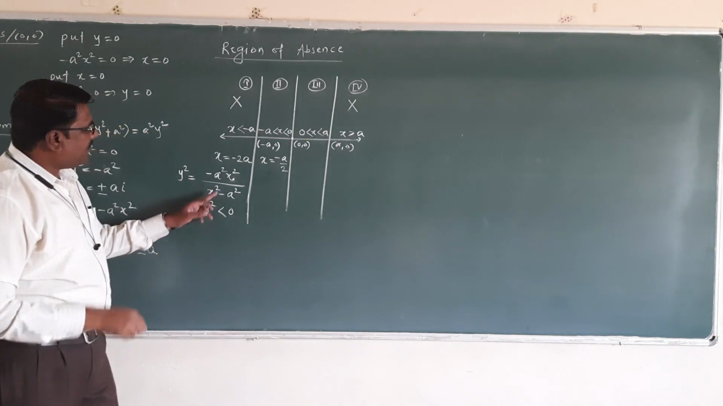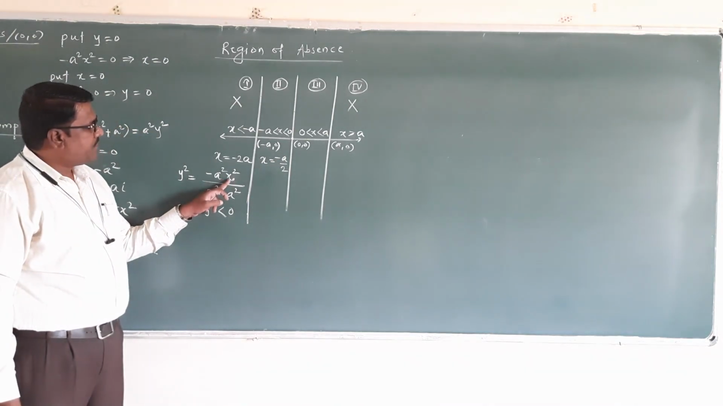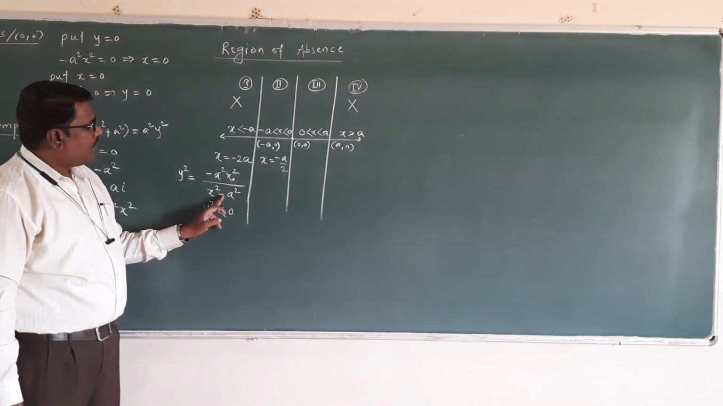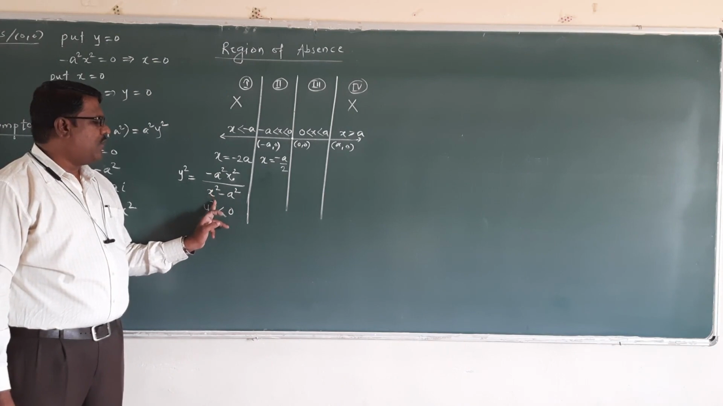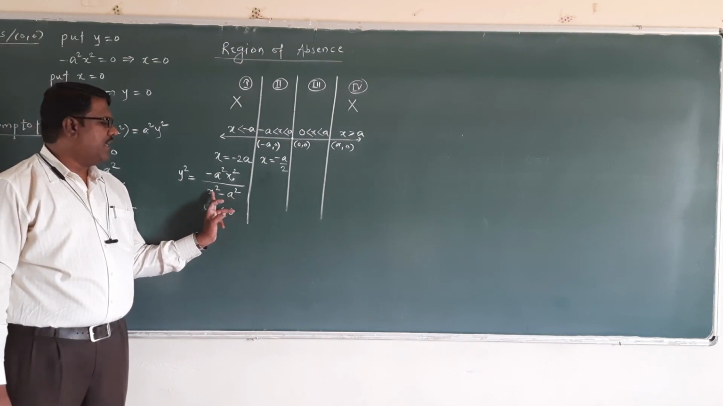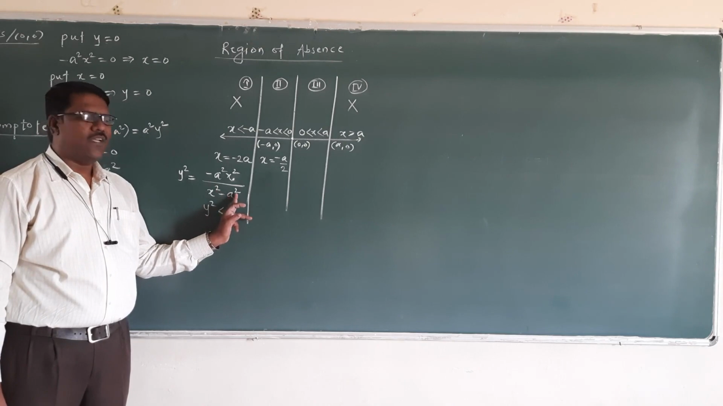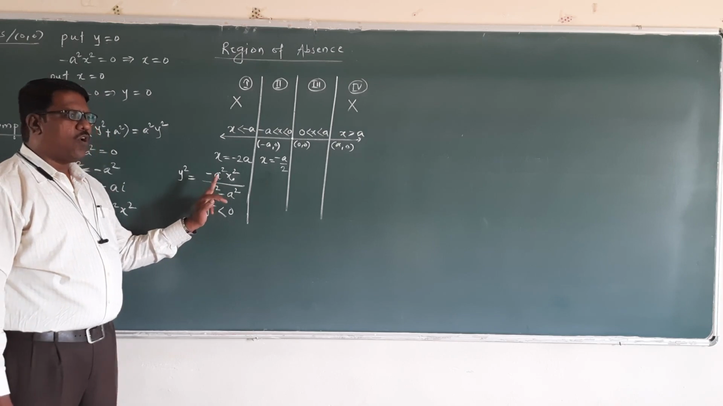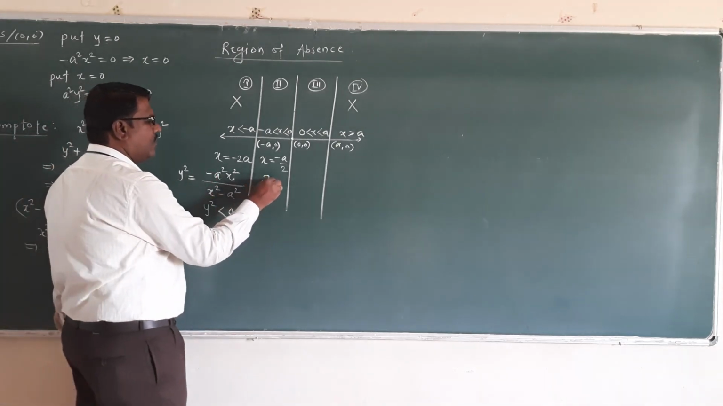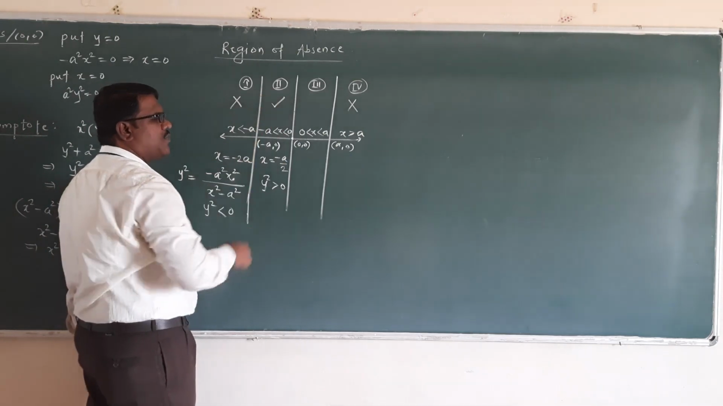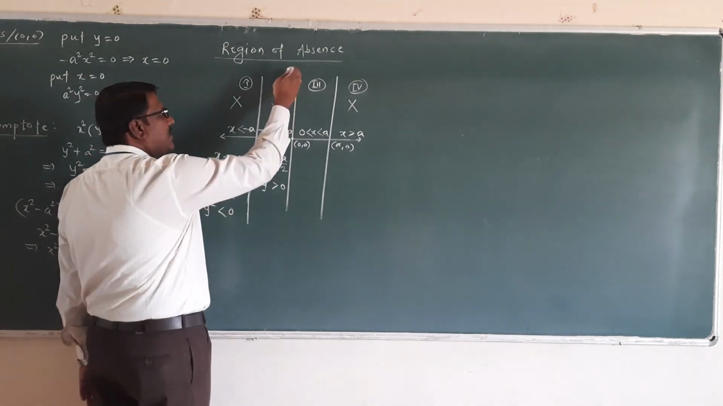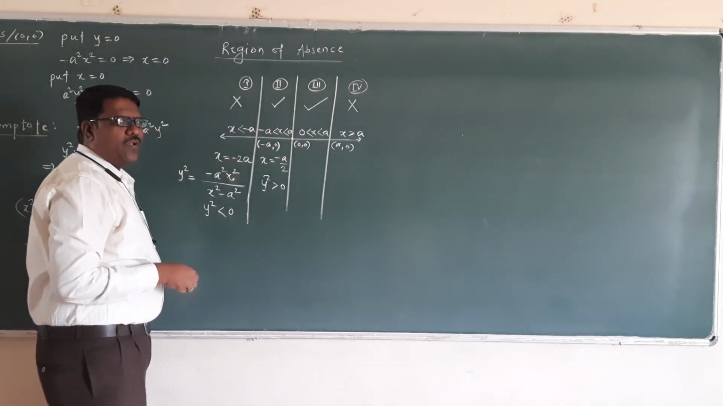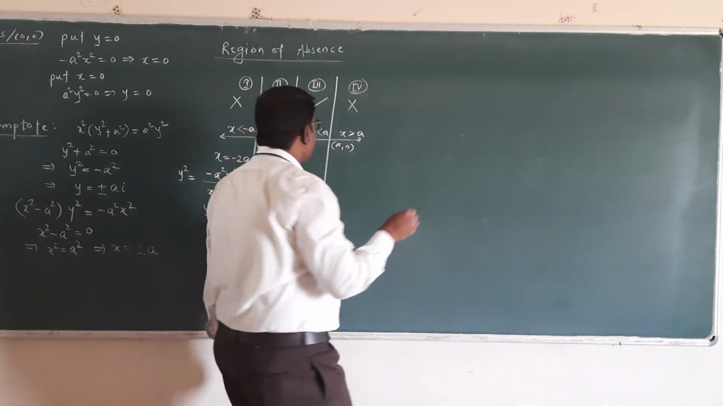Now for the second partition, I will choose the value of x as minus a by 2. When x is minus a by 2, the numerator is negative, and the denominator is a square by 4 minus a square, which is nothing but a square minus 4a square divided by 4. So this is negative, this is negative, overall y square is positive. So y square greater than 0, the curve is present in the second partition, and as the curve is symmetric about the y-axis, it must be present in the third partition.